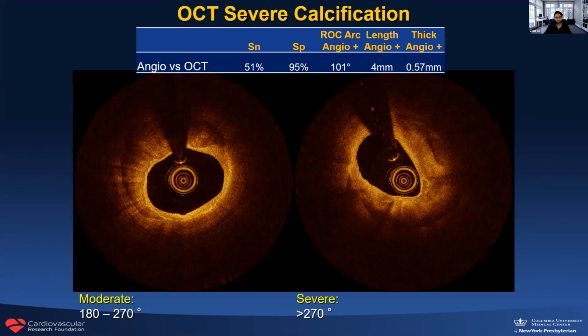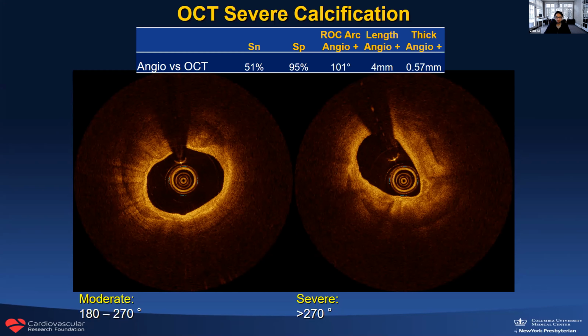Now, OCT makes it much easier to identify calcification because OCT is a light, and light can penetrate through a crystal, and calcium is a crystal. The criteria for determining whether calcification is severe or moderate is the same as that with IVUS, but you have more utility in the OCT criteria to be able to identify angiographic calcification. So when OCT calcification is 101 degrees in arc, 4 millimeters in length, and 0.57 millimeters in thickness, we start to be able to detect it on angio.